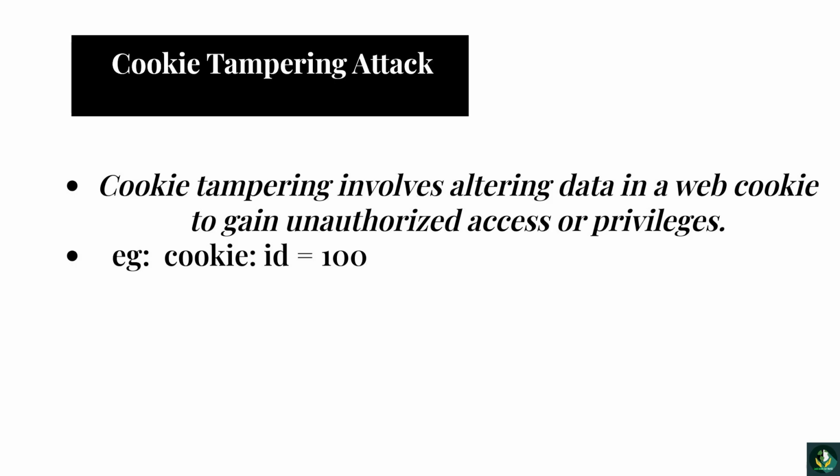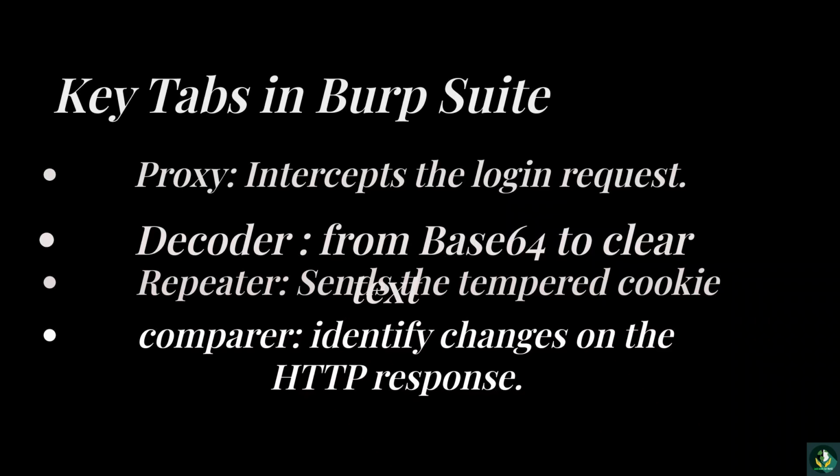So to effectively perform a cookie tampering attack using Burp Suite, we'll be using four main tabs: Proxy, Decoder, Repeater, and Comparer. Let's dive into each of these tabs and understand their roles in the process. The first step is to intercept a request that contains a cookie. For that, we are going to use the Proxy tab. Next we need to decode the cookie value if it is encoded. For that, we're going to use the Decoder tab.